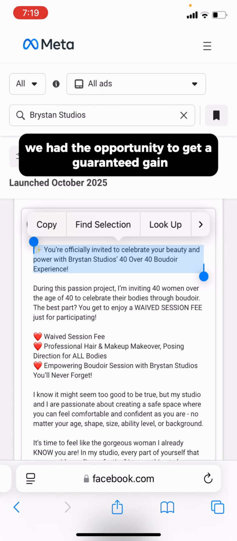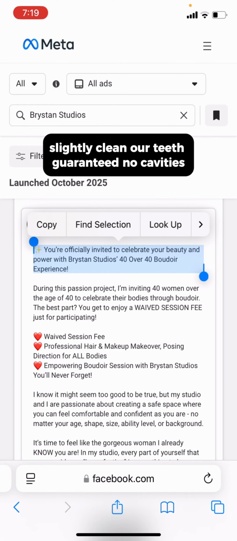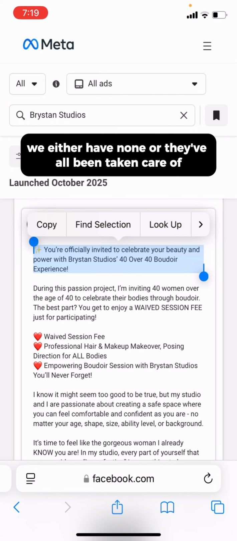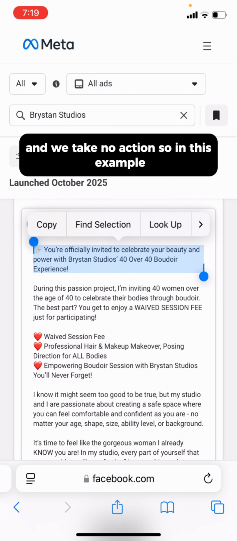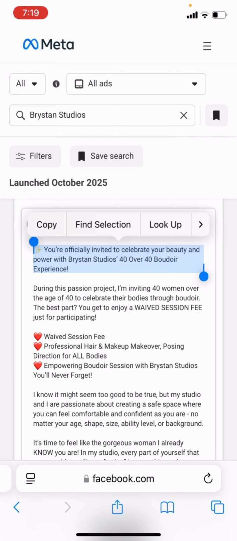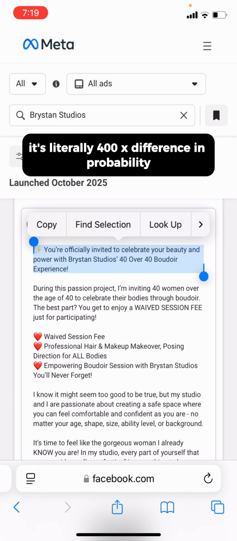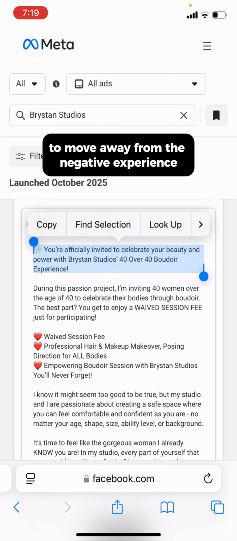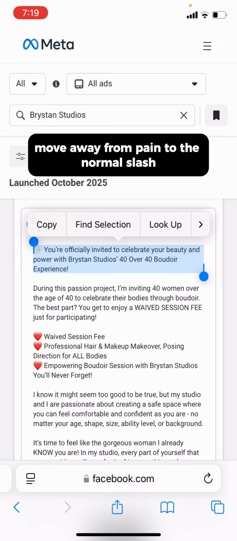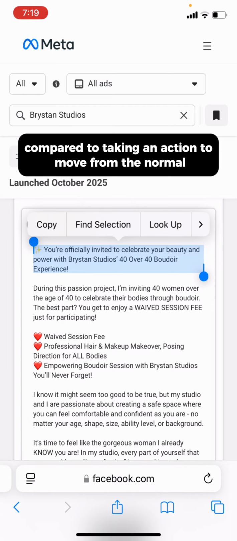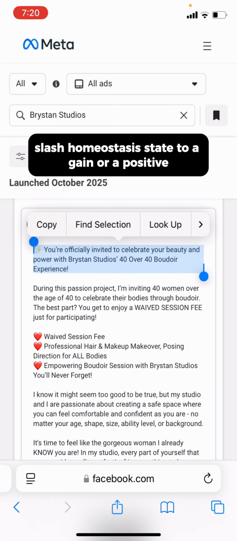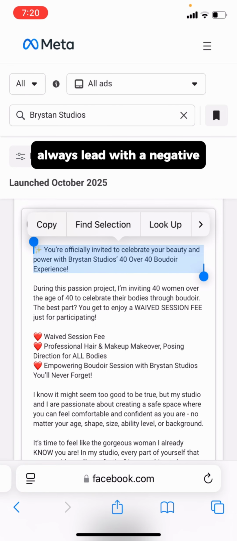400 days, we had the opportunity to get a guaranteed gain, slightly cleaner teeth, guaranteed no cavities. We either have none or they've all been taken care of. And we take no action. So in this example, it's literally 400x difference in probability that the human takes the action to move away from the negative experience, move away from pain to the normal / no pain / homeostasis state, compared to taking an action to move from the normal / no pain / homeostasis state to a gain or a positive. So this is why we always lead with a negative.